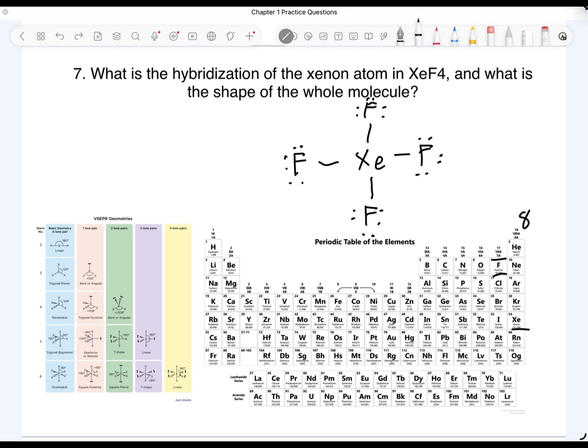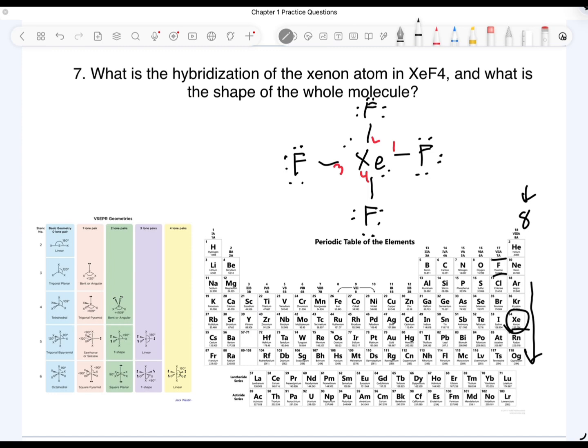But the thing about octet is that if you're third row and down, they can actually have a thing called expanded octet, which xenon is, right? So while the octet rule says you can only have eight, xenon actually has an expanded octet, so it can have more, right? Because xenon has the eight valence electrons, but here it only has the four, right? So we have to draw those two other lone pairs, making it eight.